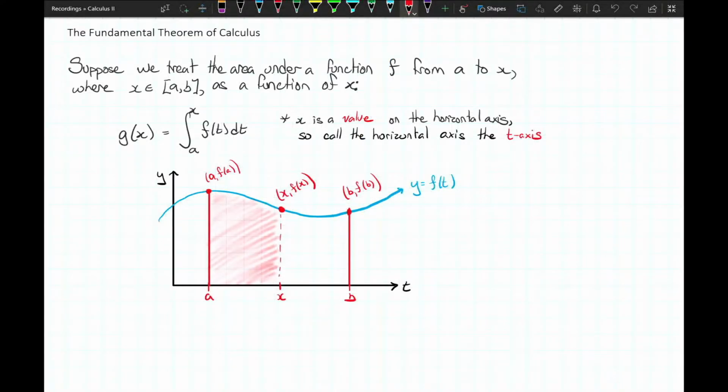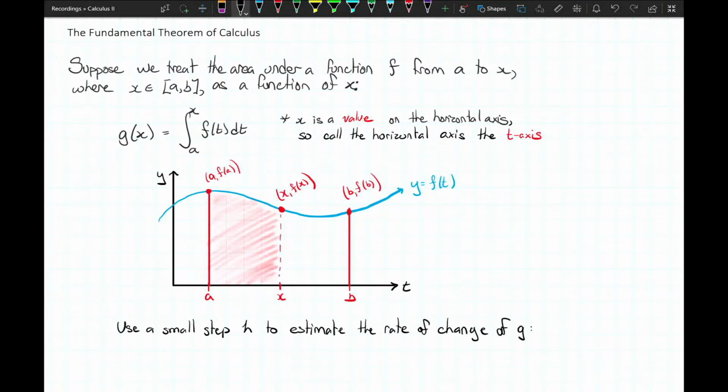To think about a small change first, why don't we just simply take our value from a to x, and we're going to say since x is our variable here, we're going to just change x to be a little bit bigger or a little smaller by a small step h. H could be positive or negative, but let's make it very small. Estimate the rate of change of g.